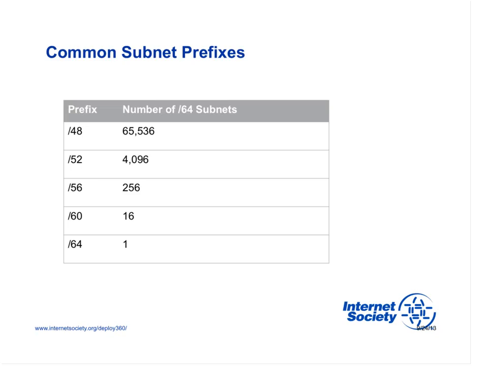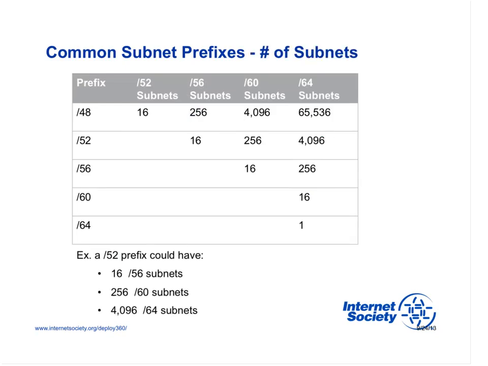Going backwards, with a /52, you get 4,000 /64 subnets. With a /56, you'd have 256 /64s, and so on. You can see from that. Now let's look at a picture of how this could work.